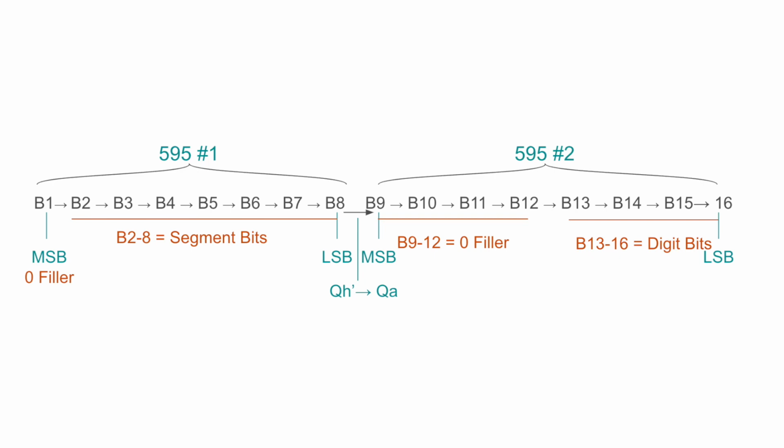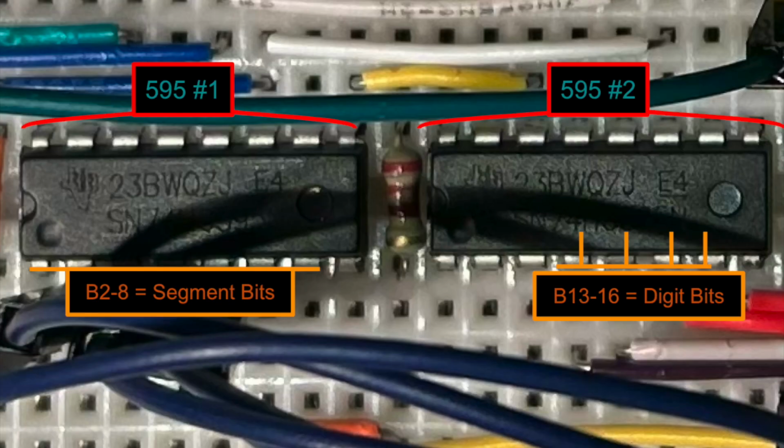Here's a diagram of all the bit shifted values, and here's a comparison to the real 595 registers. The 4 rightmost slots are connected to a digit pin, and the 7 last slots of the first 595 are connected to the segment pin.